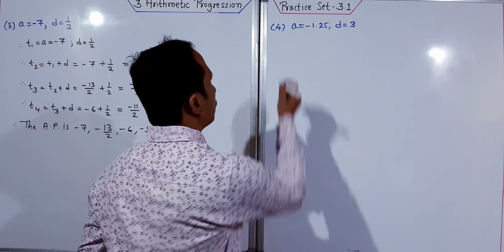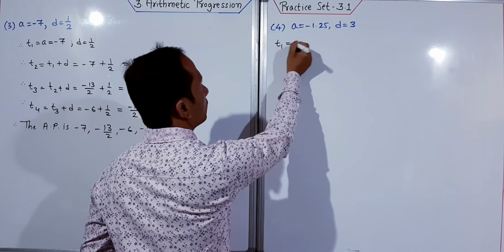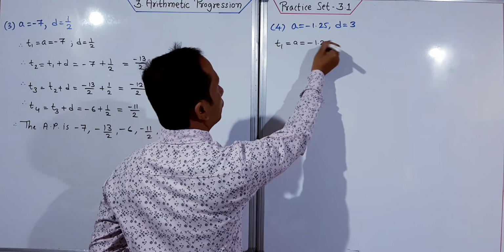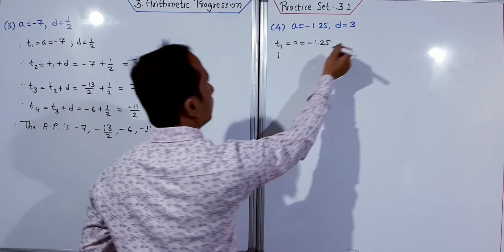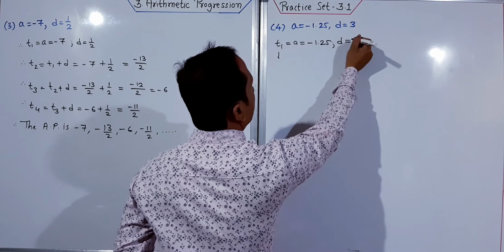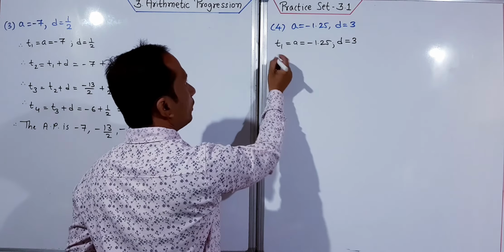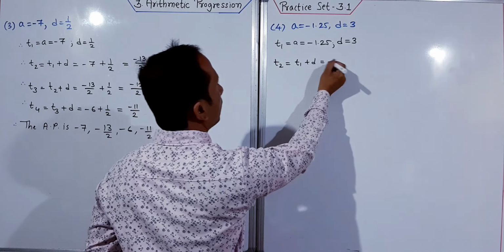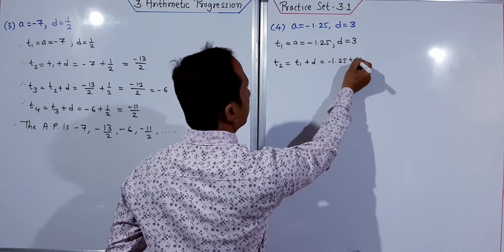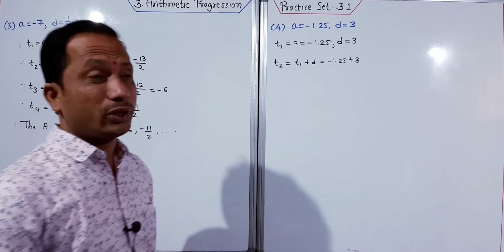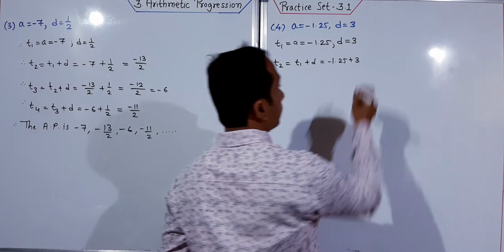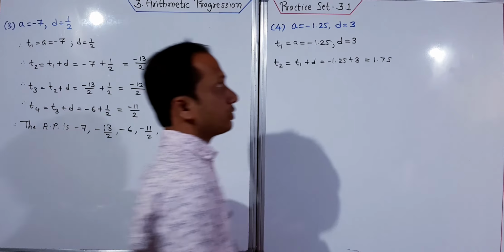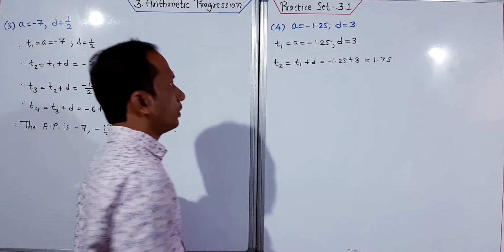And now come to the fourth problem. A is given, so t1 is equal to A is equal to minus 1.25 and d is given here, 3. So now we'll find t2, which is t1 plus d. So minus 1.25 plus 3. Now see that minus 1.25, if I minus from 3, I will get 1.75 if you do the proper calculation. You try to do this.